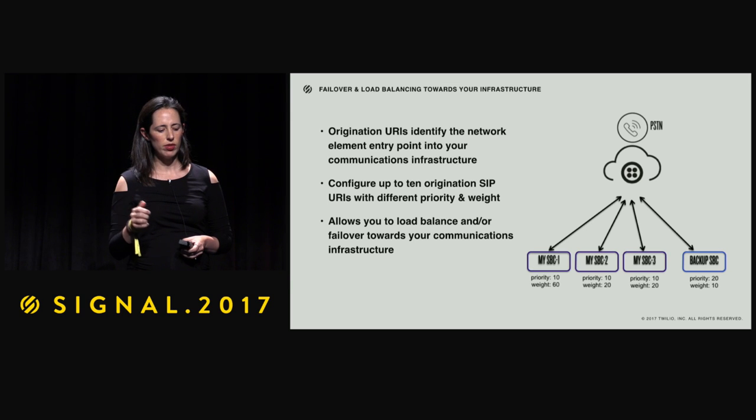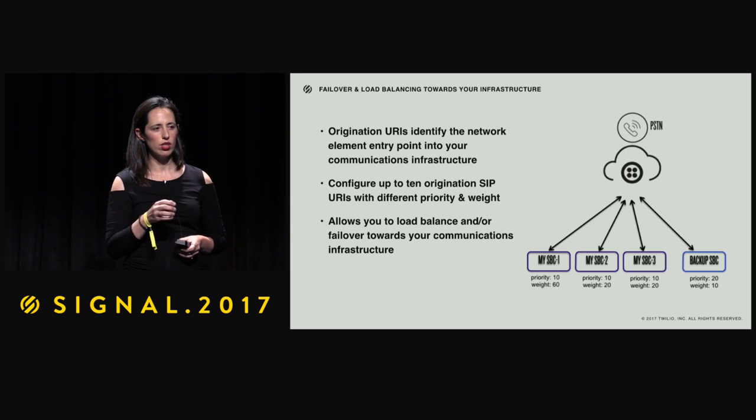So in the example I have up here, we have three different SBCs with origination URIs with the same priority. So I'm achieving load balancing across those URIs. And then I have a fourth URI with a higher priority, which is going to be my backup SBC as well. So that way you're able to achieve failover towards your infrastructure.